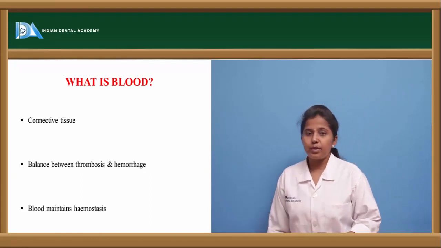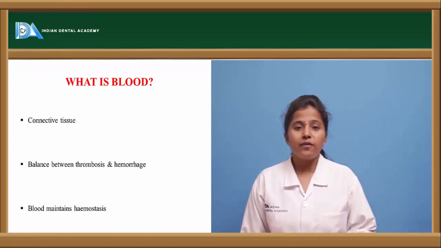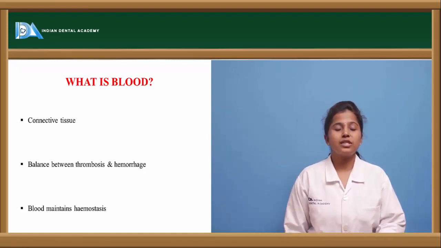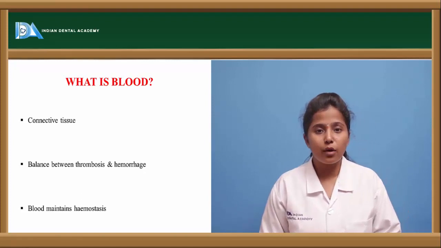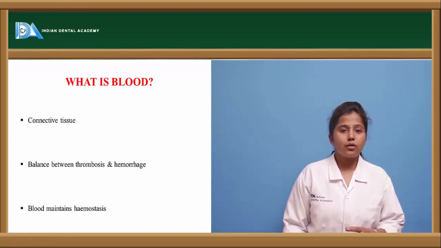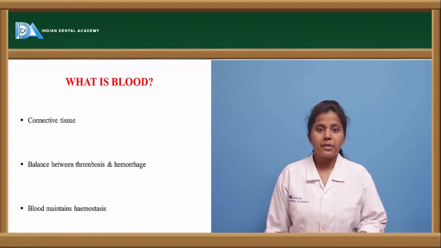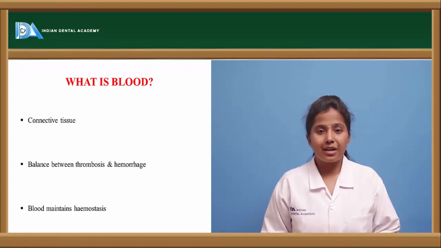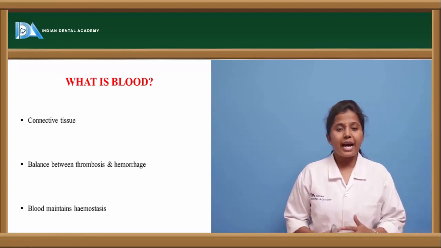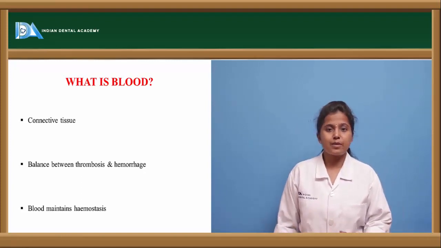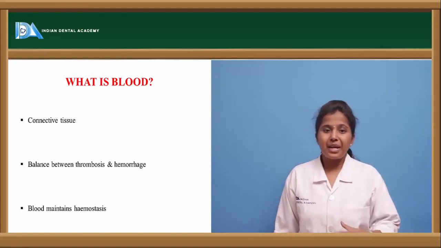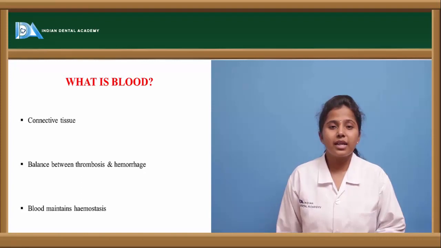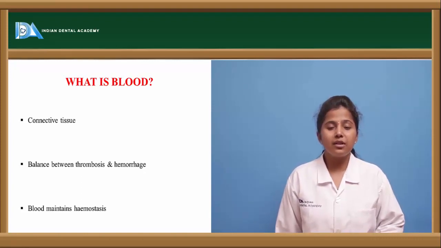It is a balance between thrombosis and hemorrhage. These are like clots which are formed in the body. Thrombosis is a clot which is formed in a particular blood vessel, while hemorrhage is a condition of bleeding in any part of the circulatory system. So blood acts as a balance between thrombosis as well as hemorrhage, and blood maintains hemostasis. Hemostasis is a condition where there occurs proper flow or bleeding of the blood.